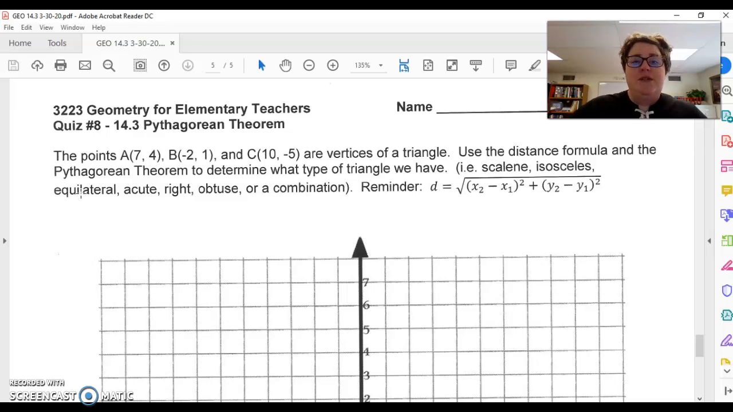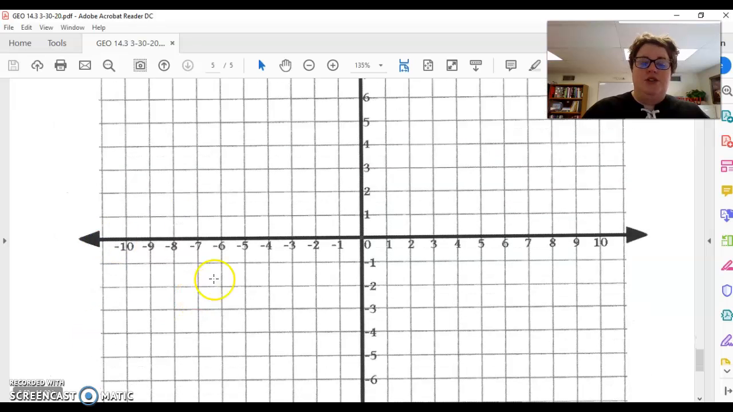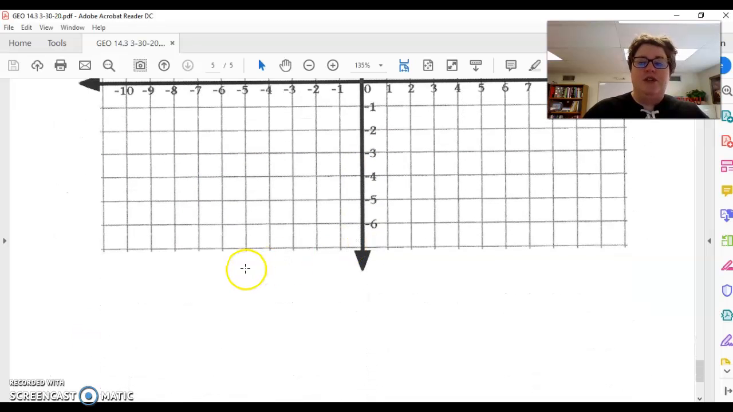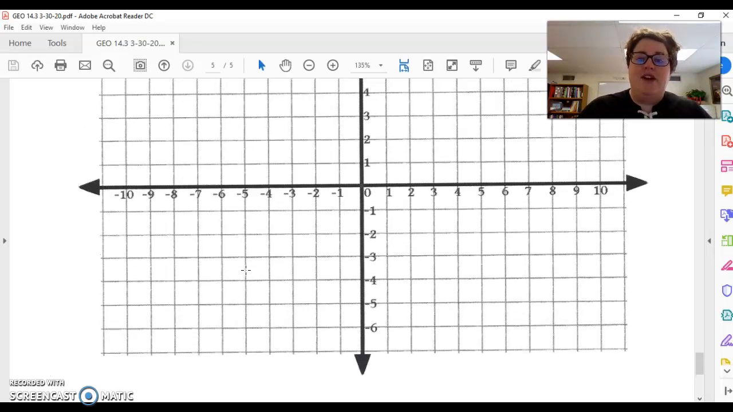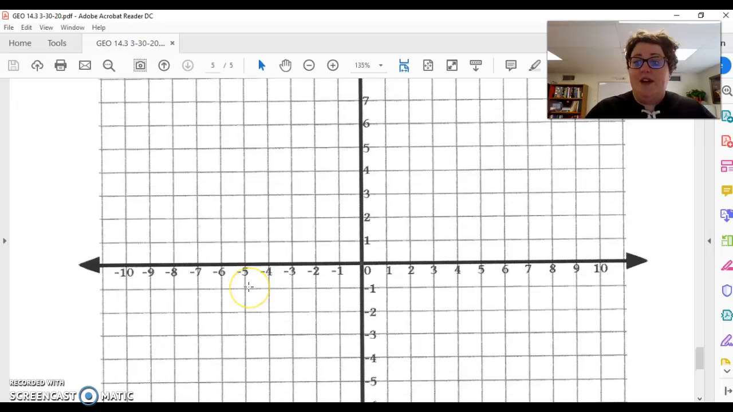So there should be 2 answers to this. It should either be isosceles, scalene, or equilateral, and then it should either be acute, right, or obtuse. So and then just graph it and then show me work. So I should see 3 sets of the distance formula on your work, and I should also see you plugging it into the Pythagorean theorem. So that should be your work there.